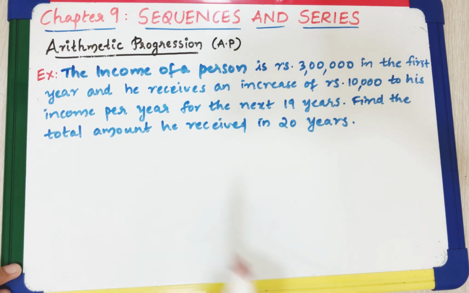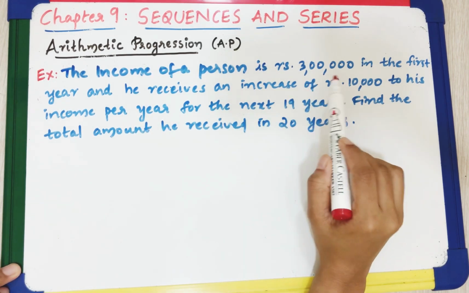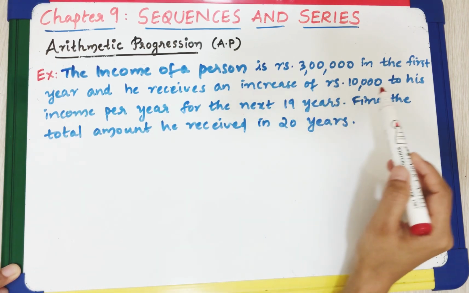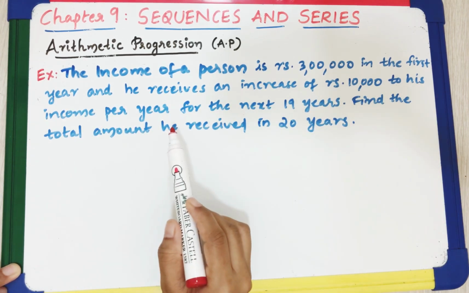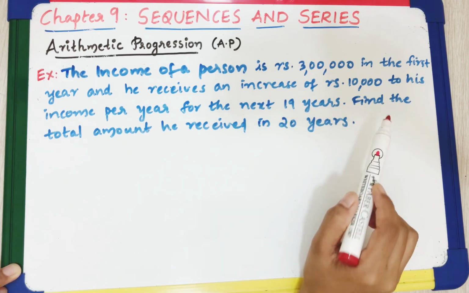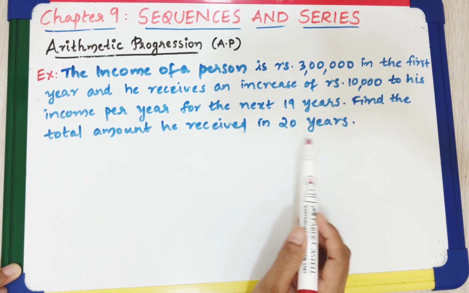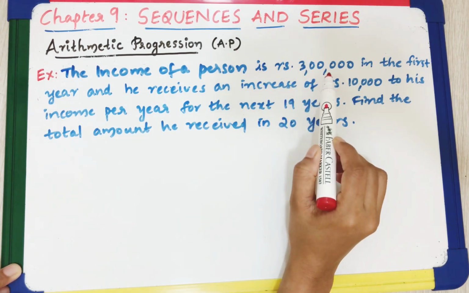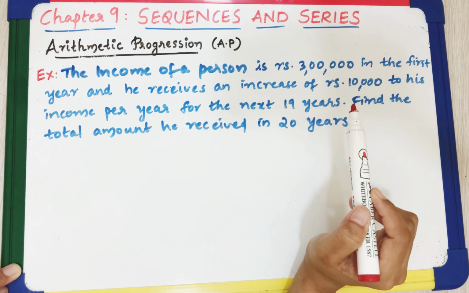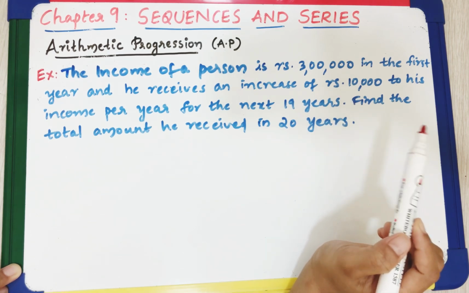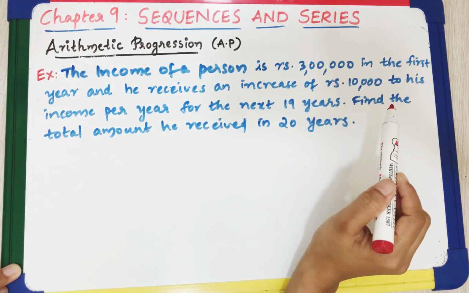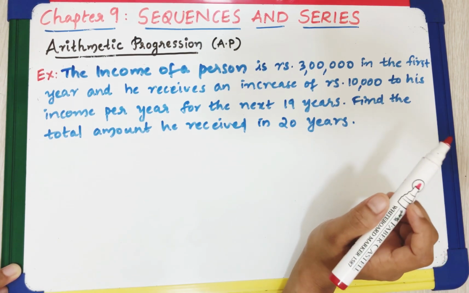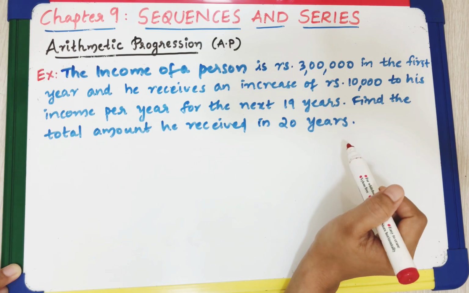Next example: the income of a person is rupees 3 lakh in the first year and he receives an increase of rupees 10,000 to his income per year for the next 19 years. Find the total amount he received in 20 years. Here in the first year his income is 3 lakh and in the next years he receives an increase of 10,000 rupees for 19 years. We have to find the total amount after 20 years.